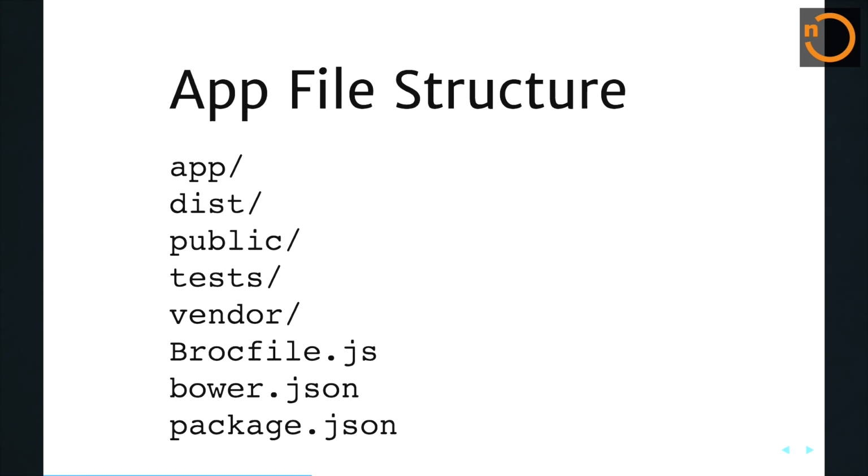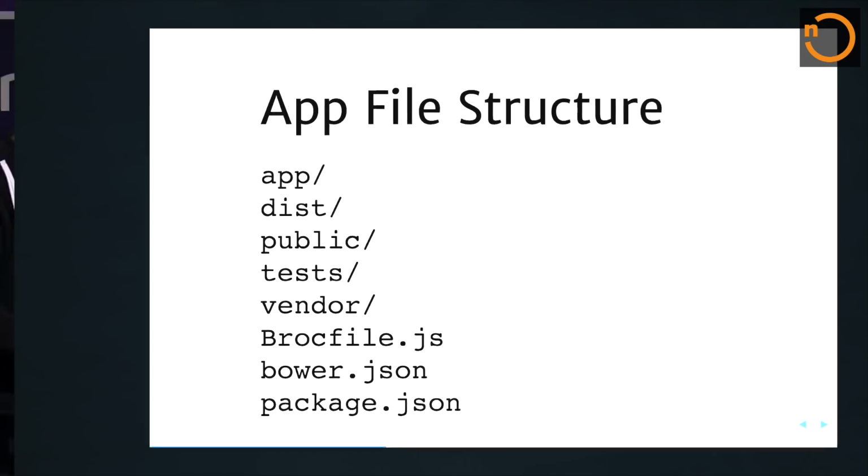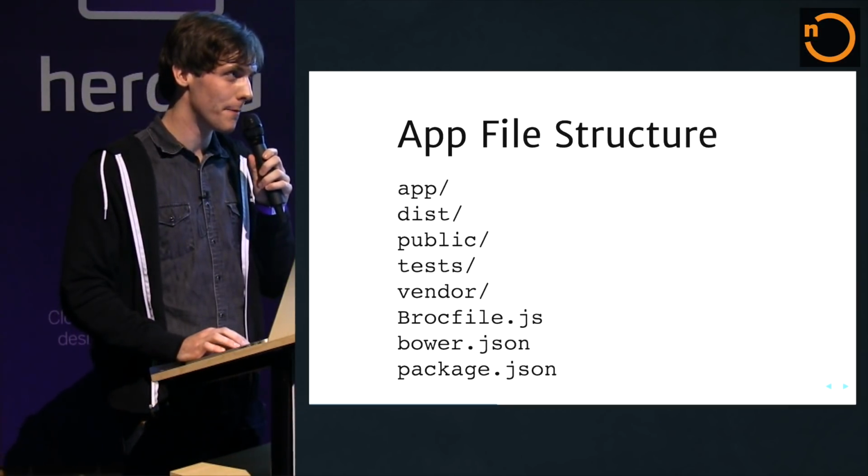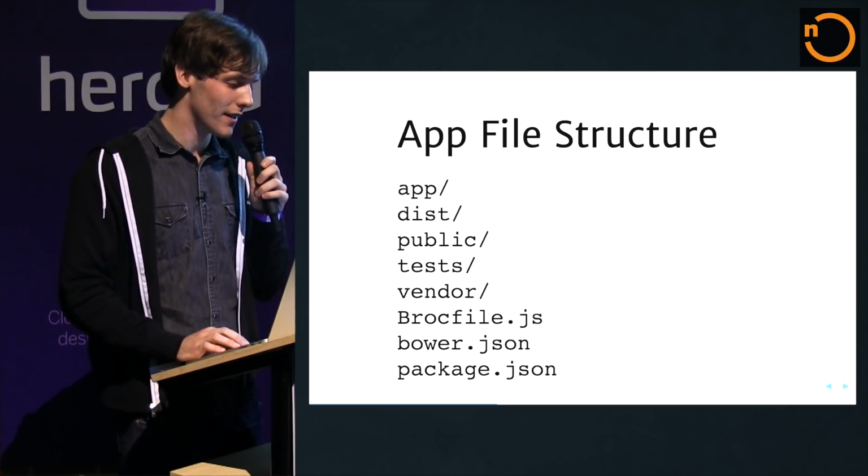So here's the app file structure generated by Ember CLI. Some things that you see here: there's an app folder, which is all of your main application code.